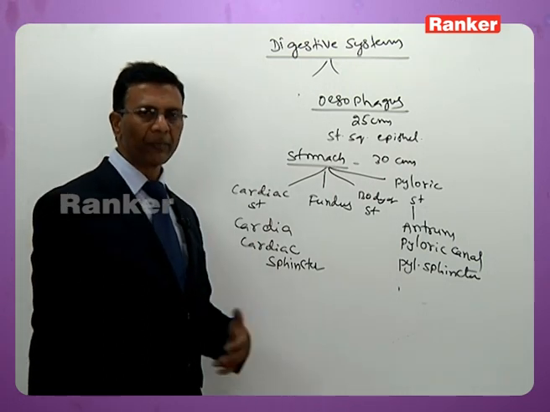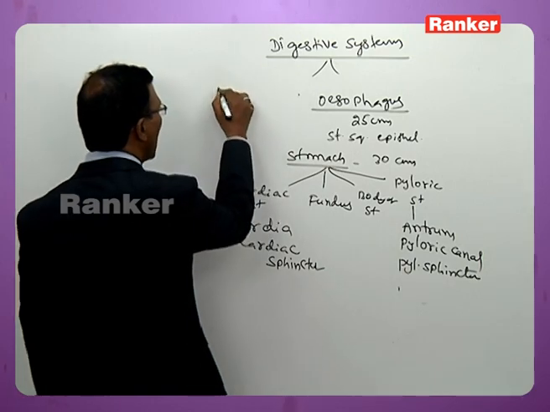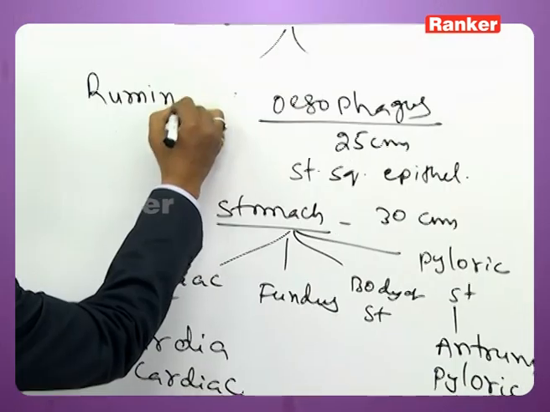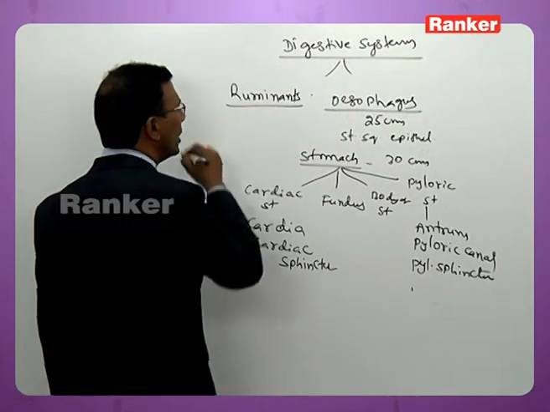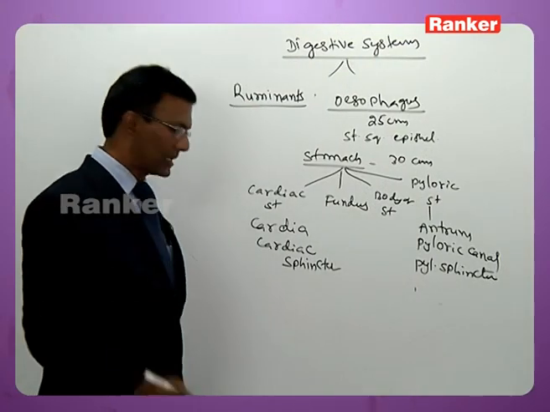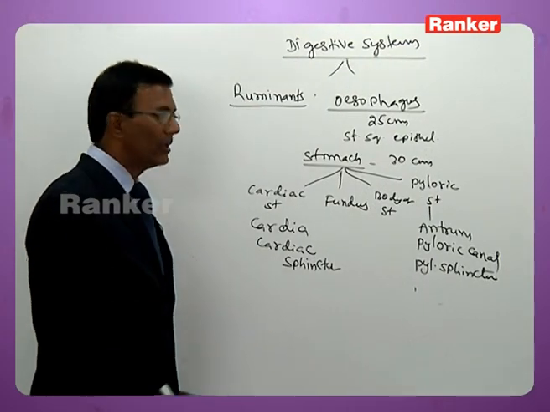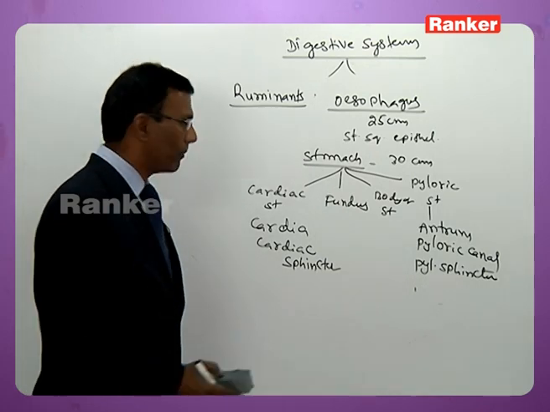If we take ruminants, there are some mammals known as ruminants. In ruminants, the stomach has 4 chambers. A 4-chambered stomach is present here. I shall make a note of it.